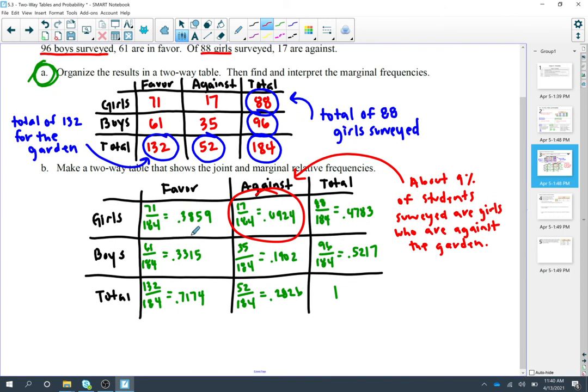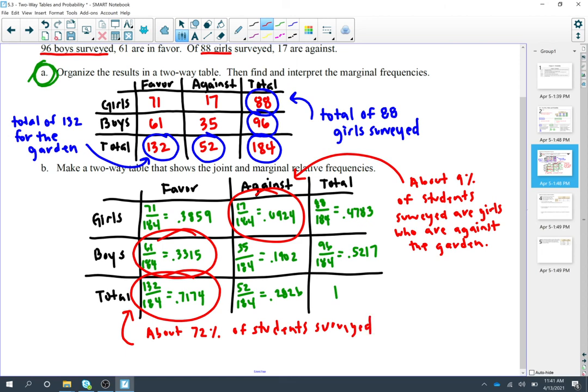Now, let's go over here and look at this one. This one would be, okay, well, about 33% of all of the students surveyed are boys who are in favor of the garden. And then let's interpret one last one. Let's say we interpret this one down here, because this is not a joint relative frequency. This is now a marginal relative frequency. And this would tell us about 72% of students surveyed are in favor of the garden. Because now we're talking about the entire column, which is the favor column. So it's not both boys and in favor, it's just the total column of favor, and it's both boys and girls.